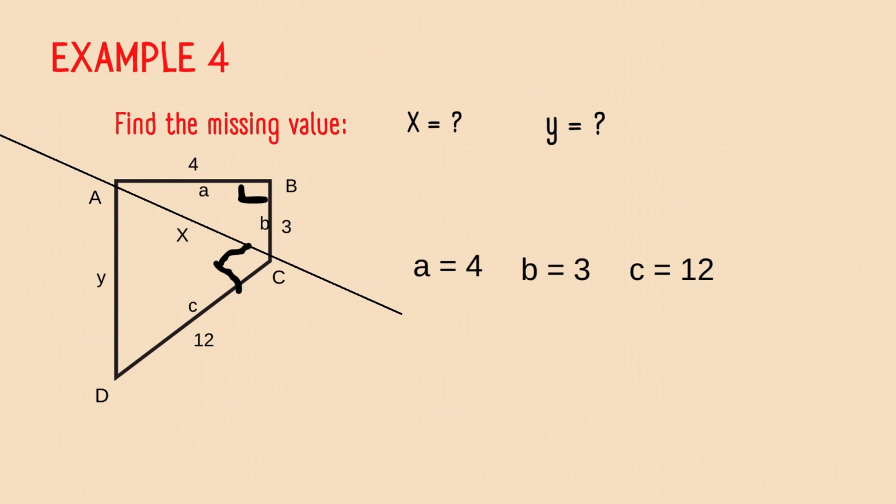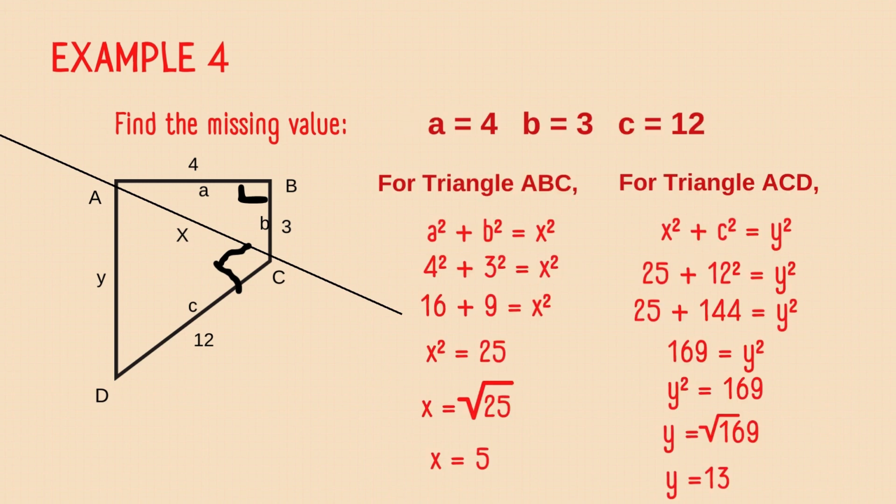Then in my second triangle, ACD, I have two sides unknown. x is unknown, y is unknown. Then I have a side that is 12. Now my hypotenuse is y, but if I'm able to solve for x from the first triangle and I know the value of x, I would also be able to solve for y. Now let's take a look at the solution.